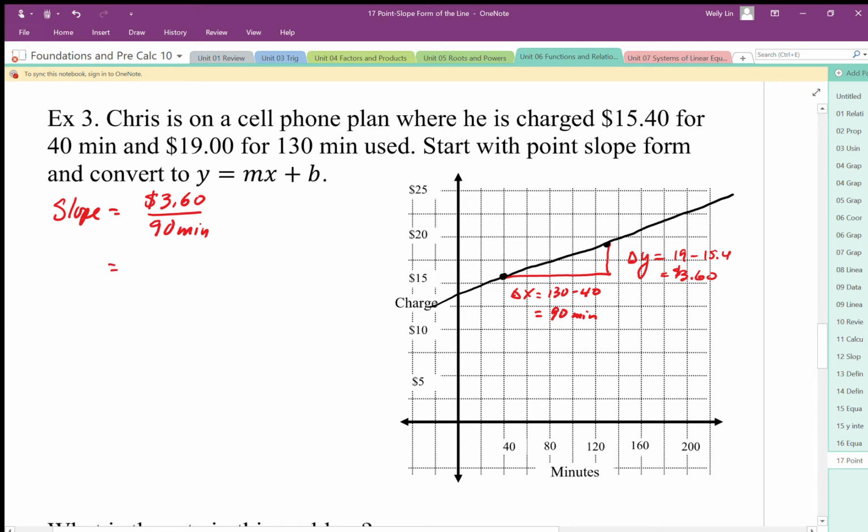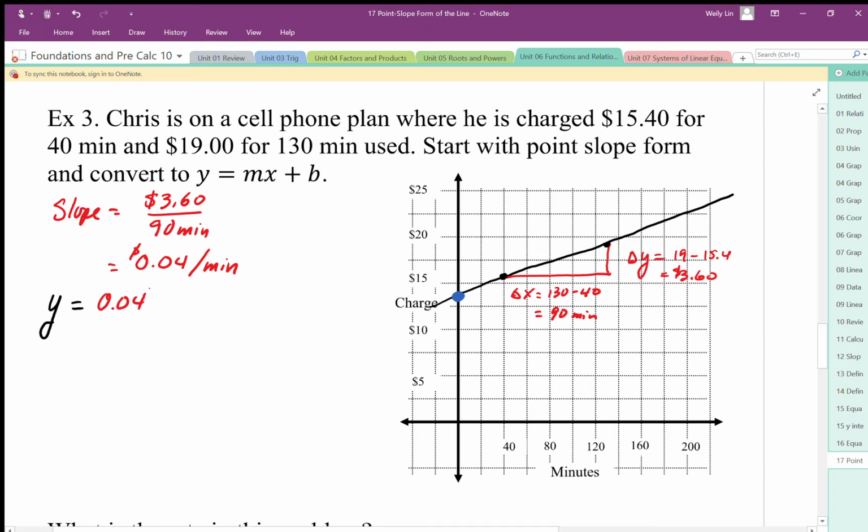Let's work out the unit rate. That works out to be 3.6 divided by 90, which gives me 4 cents a minute. And it looks like there must be some initial charge here. In a problem like this, it's probably nice to know the initial charge, but I'm just going to go ahead and put it into my point slope form to come up with my relationship.